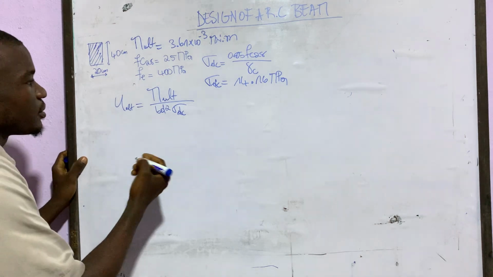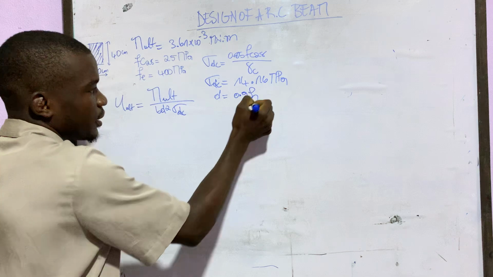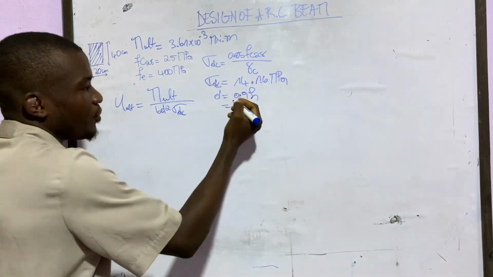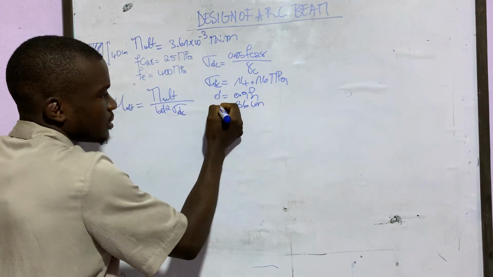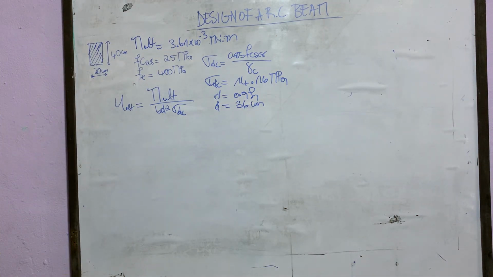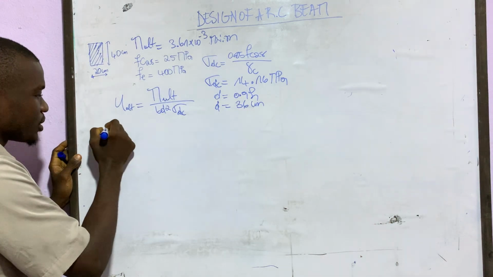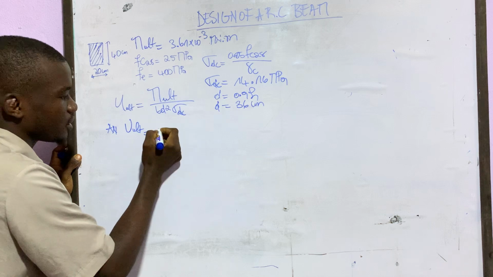So for D it is the same. D is equal to 0.9 H. We have made the numerical application and came out with 36 centimeter. So we have D, we have M, we have sigma BC. So we can go to the numerical application for our mu ultimate. Mu ultimate will be then equal to what?